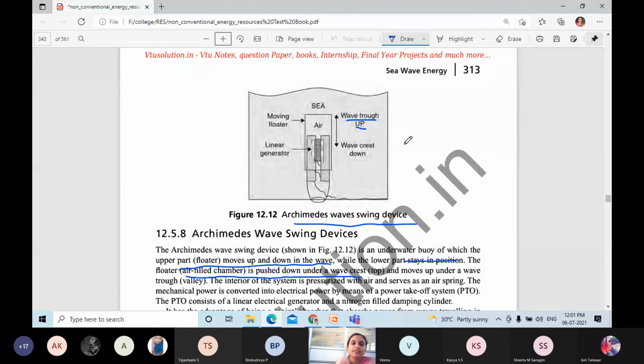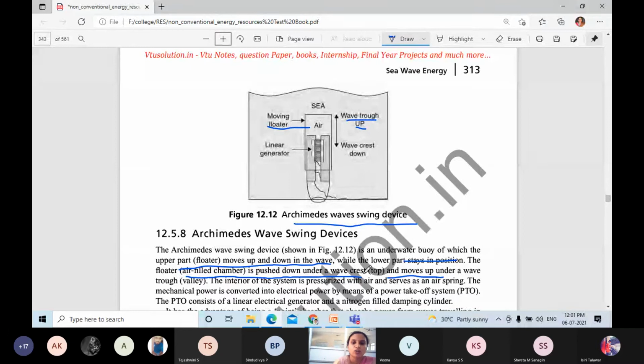What they are saying is, this is the floater. This will move down. The floater is pushed down under a wave crest. This box is nothing but the moving floater. Only this box moves down under the wave crest, and then it moves up. The moving floater will move up and down.